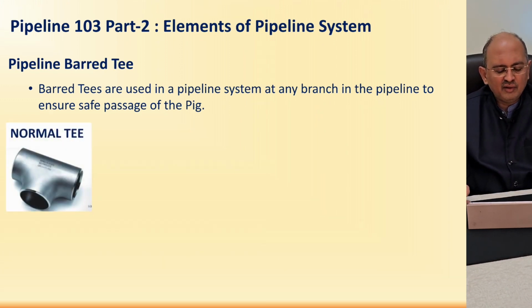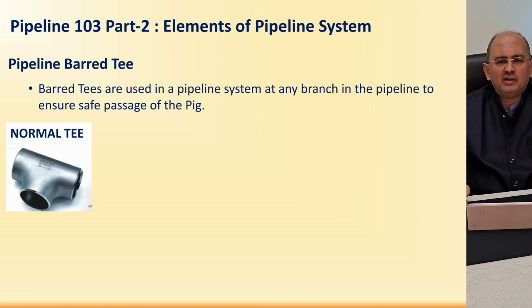So just imagine if you have a normal T installed where your branch is connected. What can happen is the pig can slightly get tilted when the opening is found, and then pig can get stuck there, and then it becomes a very difficult scenario to track such pig and then how to remove it. Because the pipeline is operational, it's a live pipeline. There are no openings available in the pipeline to fish the pig out. So it's going to be very difficult to avoid pig getting stuck at such branch locations where there are openings for the branch flow to either come in or go out, to be taken out.